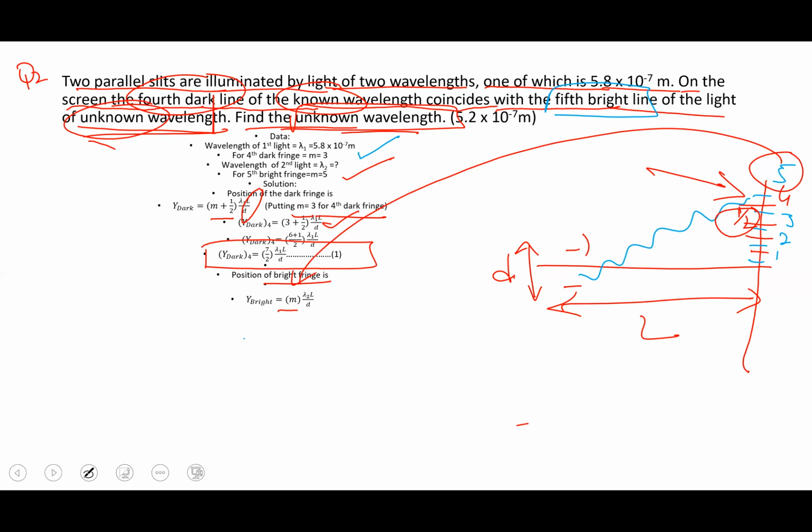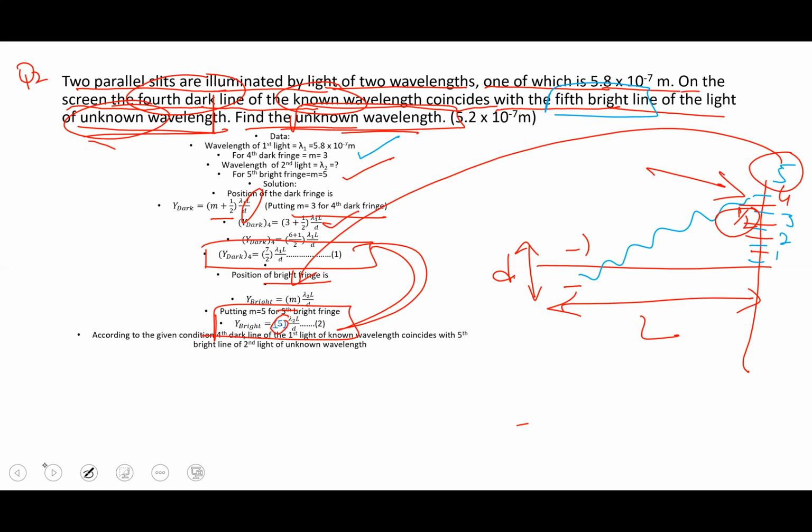So y bright is equal to m lambda 2 L divided by d. For m equal to 5 for the bright fringe, let us put in the value m is equal to 5. So y bright will be equal to 5 into lambda 2 L divided by d. Now this is the equation for the bright fringe. Now let us compare these two equations to find out the value of the unknown from the known.